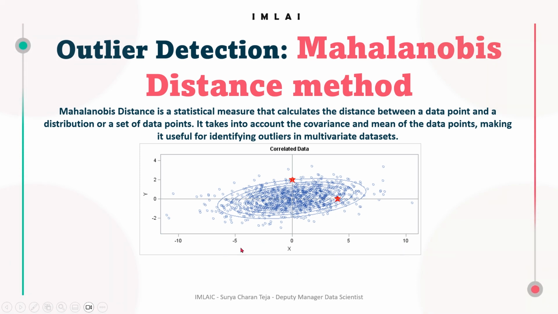One dataset is on x-axis, other dataset is on y-axis, and both were mapped using, we will use the correlation and then covariance and then mean, using all three main parameters, and then we'll calculate the Mahalanobis distance.